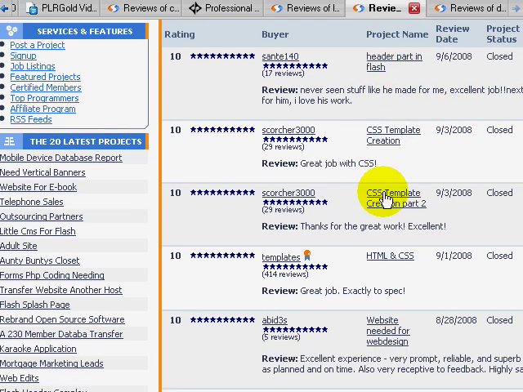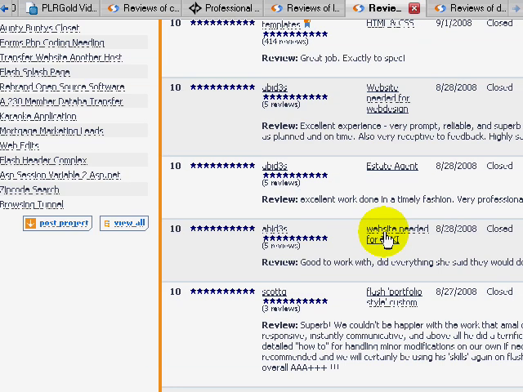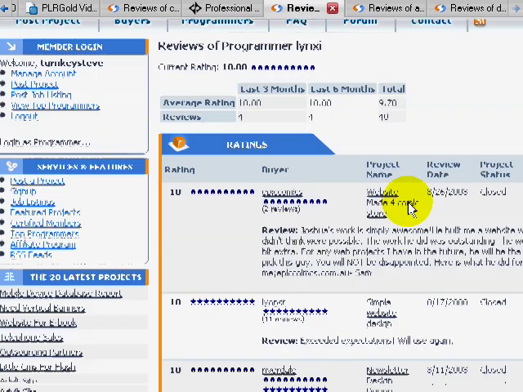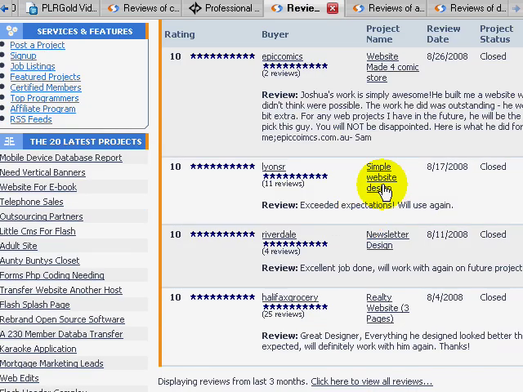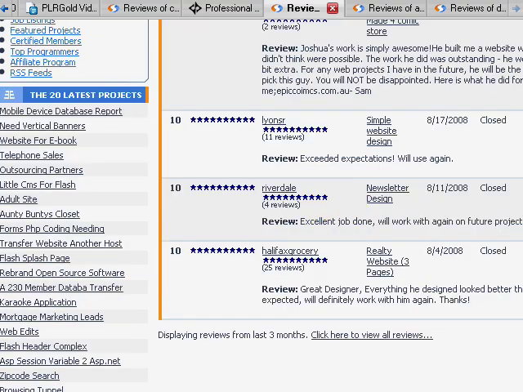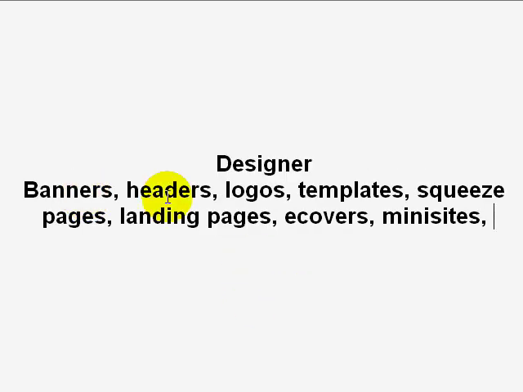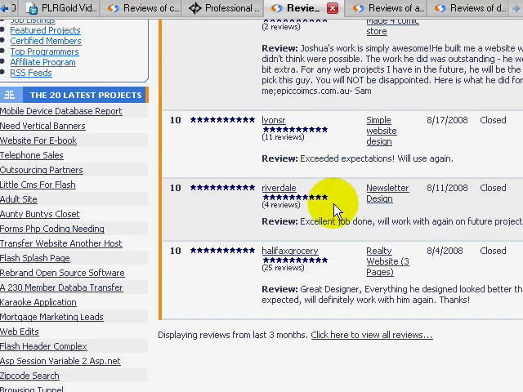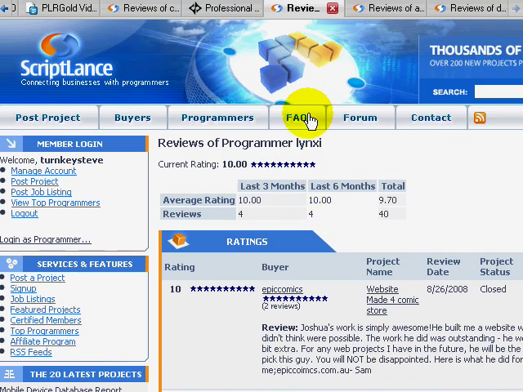They're not really looking for banners, the headers, the logos. They're looking for templates. So if you do enough research, you'll notice that on scriptlance.com, most people want templates and landing pages. So you know that if your strengths are in templates and landing pages, then by all means go to scriptlance.com. And it doesn't look like there's a lot of demand for the other types of design material.